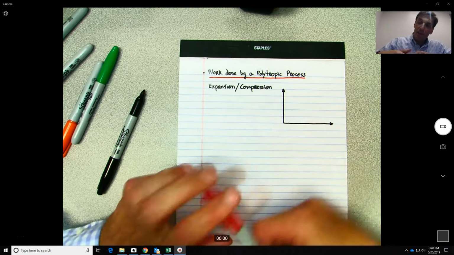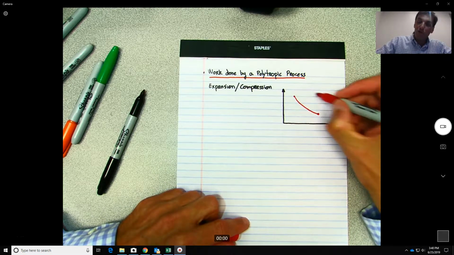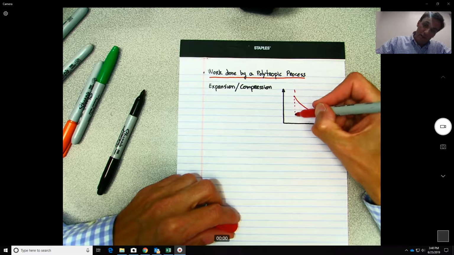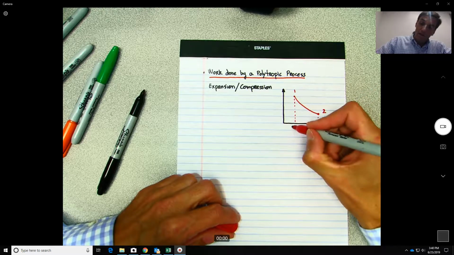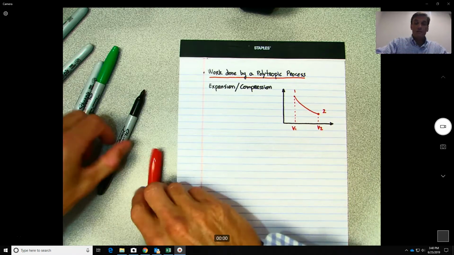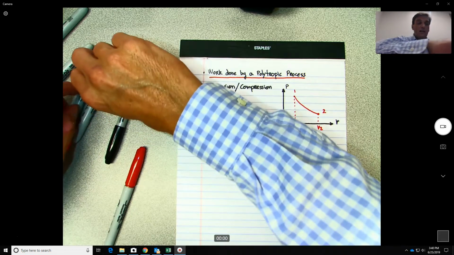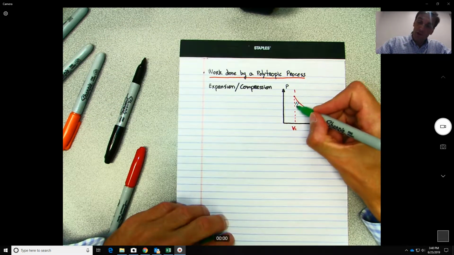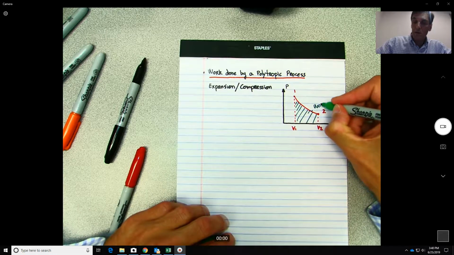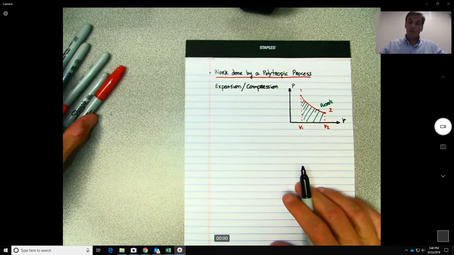So you have a line. I'll plot it this way. As long as you don't make a straight line, it doesn't matter. It will be correct. And this will be V1 and V2. And actually, this is the PV diagram. And graphically, the work done is the integral under the curve.